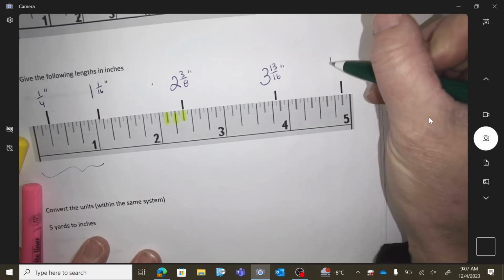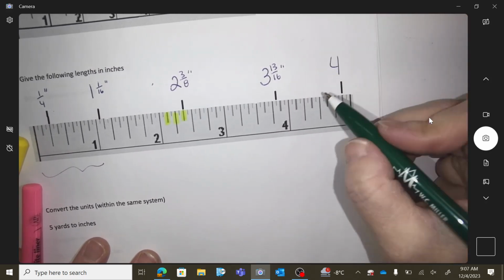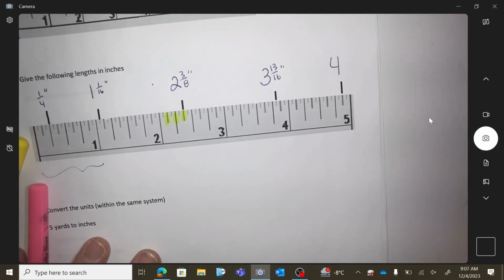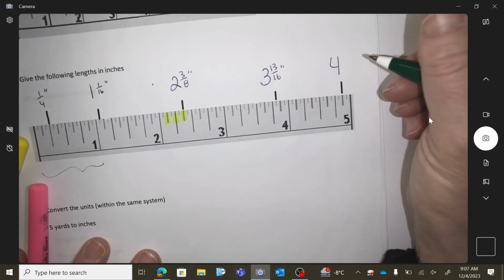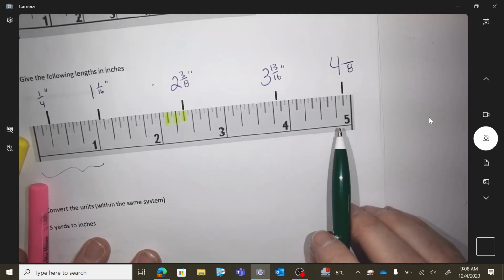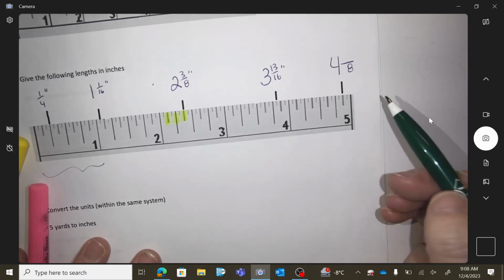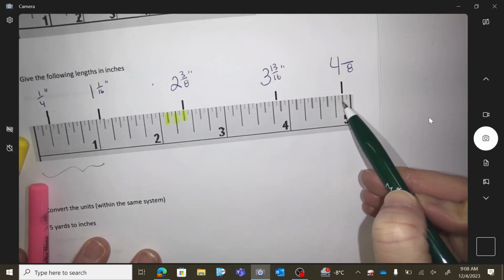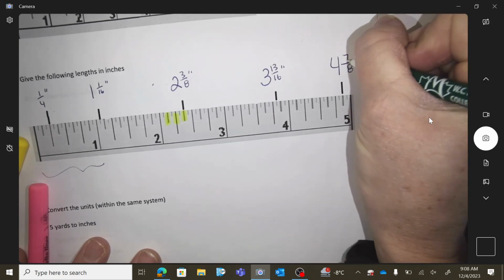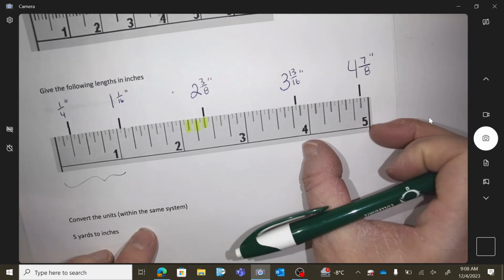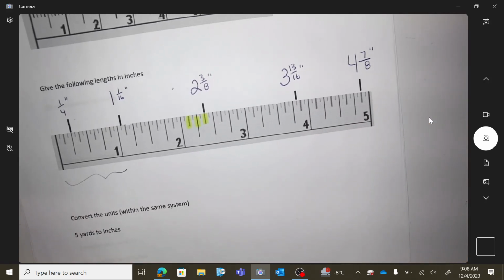And the last one, there's 4 full inches. So what kind of tick mark is it on? Is it on the quarter, the eighth, the 16th marker? Eighths. It's on an eighth. So I'm actually going to count backwards. If this is 8/8, then this would be 7. It's 7/8 of the way into that. Okay?